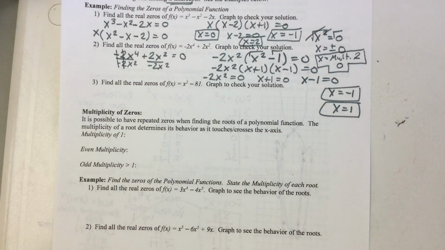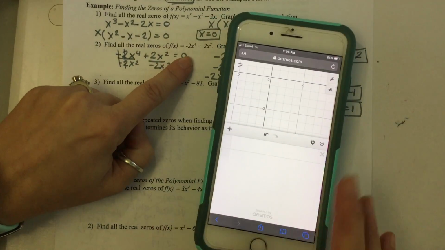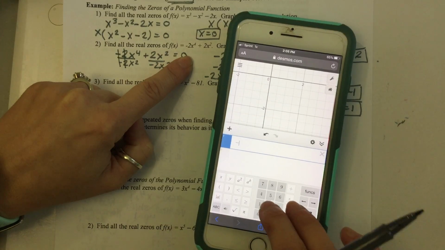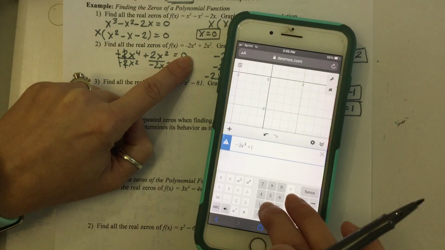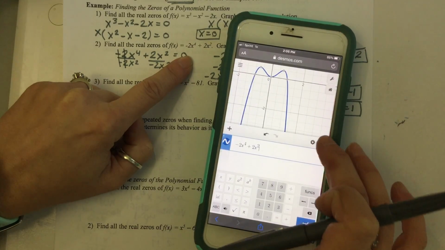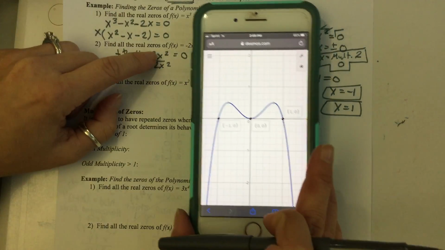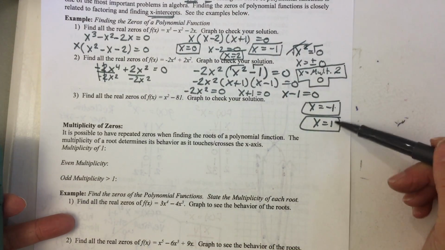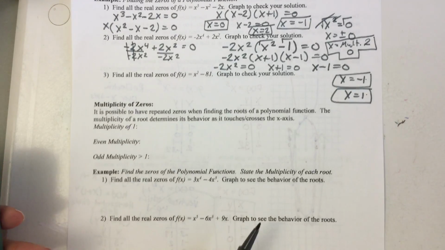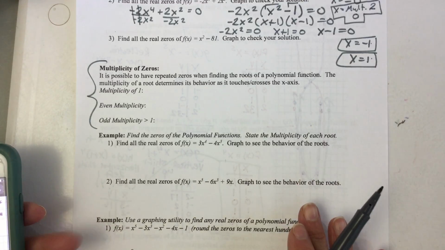So to check our answers, we need to go into Desmos. Let's get rid of that graph. I will go ahead and put in this one, negative 2x to the power of 4 plus 2x squared. So here is my graph. I have 1, 2, 3 locations. Your x values are your zeros. Negative 1, 0, and 1. We had negative 1, 0, and 1, so we're good to go. Let's look at one more, and then we're really going to focus on that multiplicity idea that just occurred, okay?